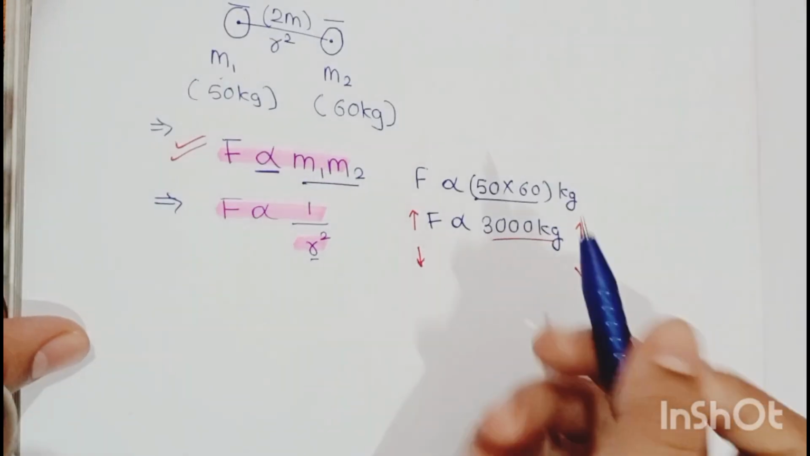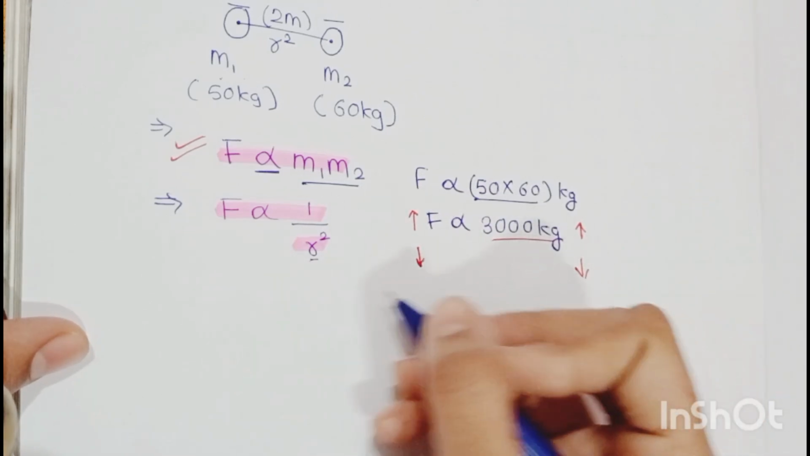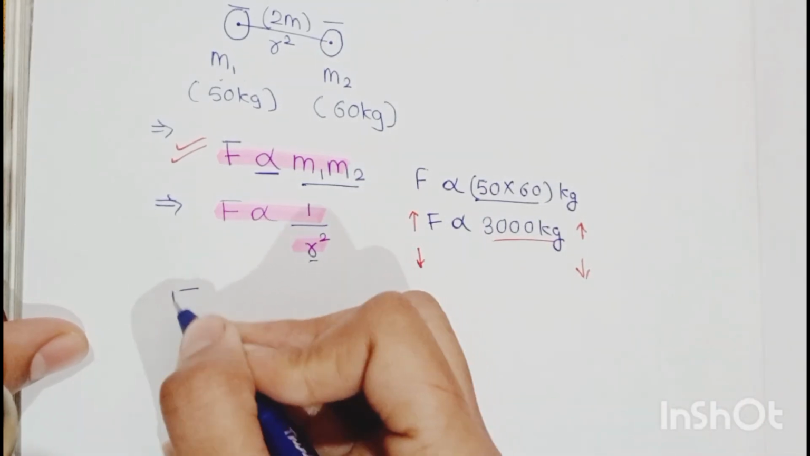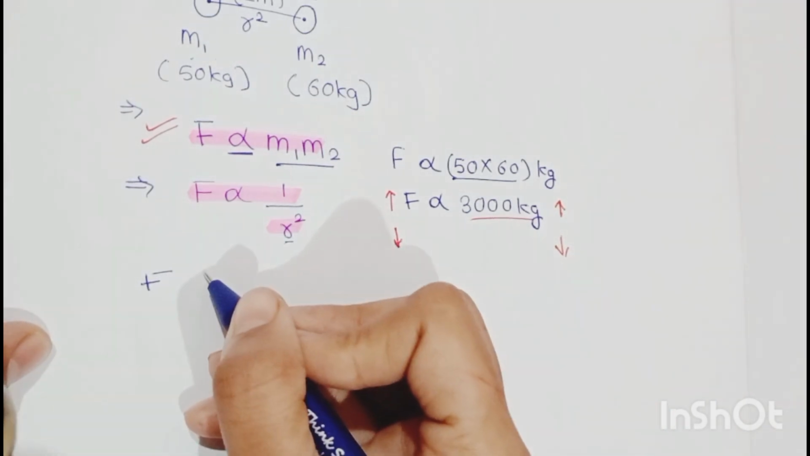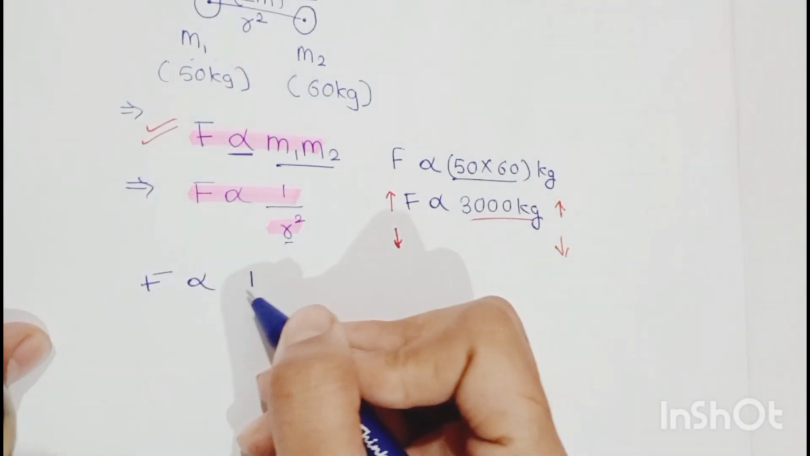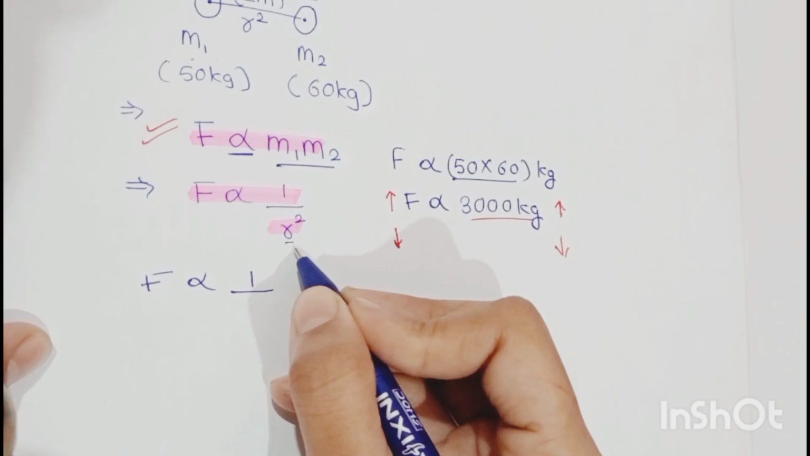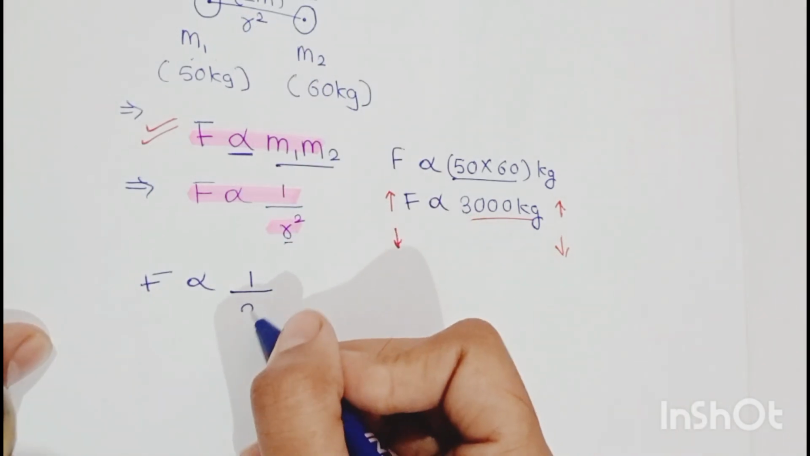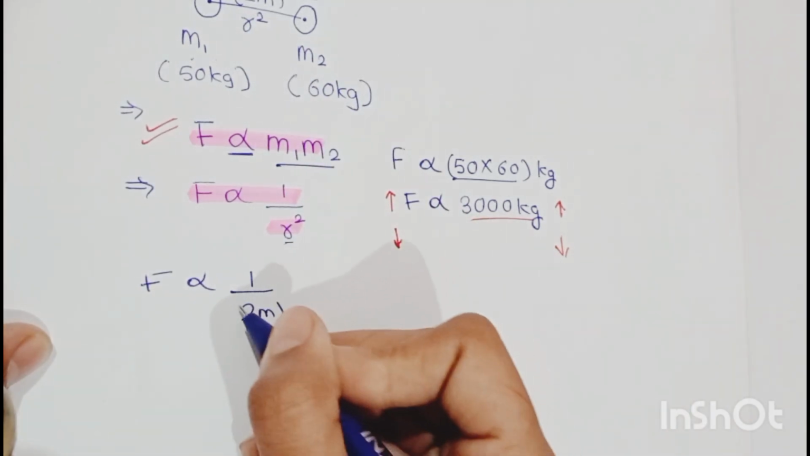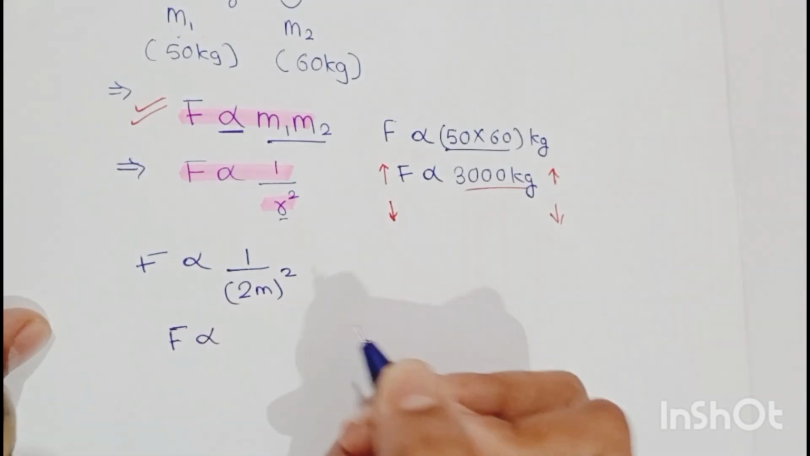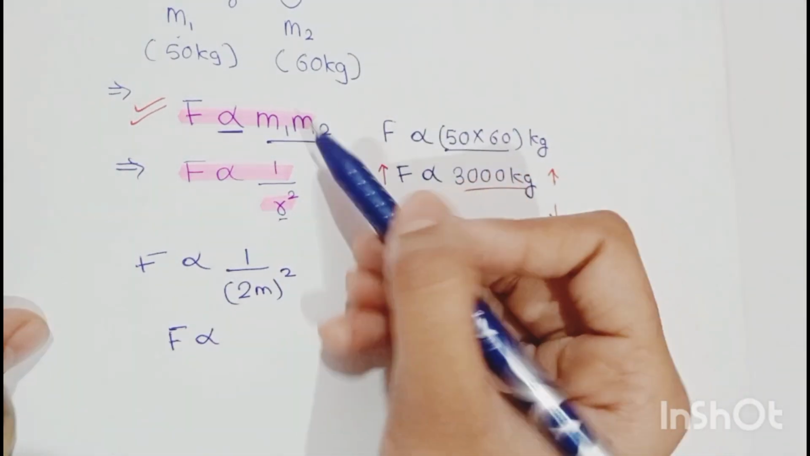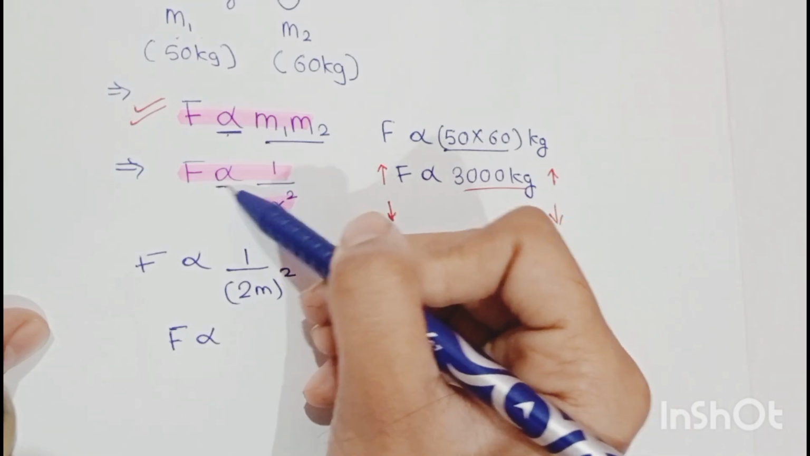Now what is the second thing saying? Force is inversely proportional to the distance. Now what is the distance? Distance is 2 meter, and we take 2 meters square. Force is inversely proportional. Now you might get confused about how you can say this is directly and this is inversely. Why?